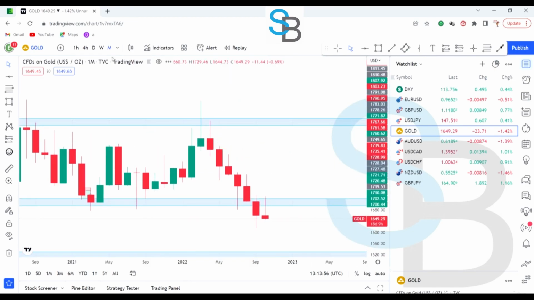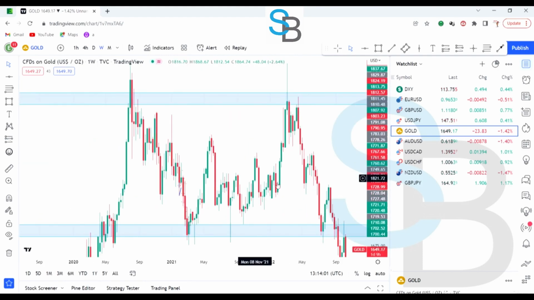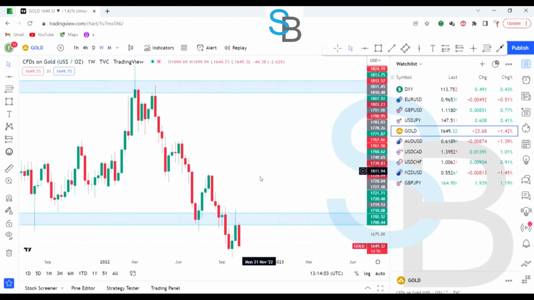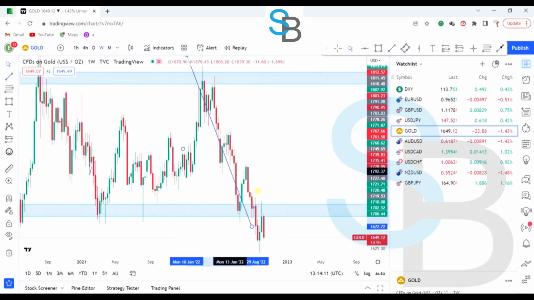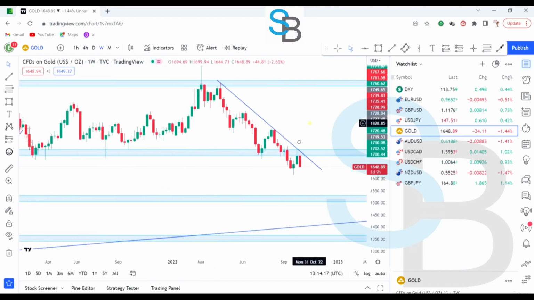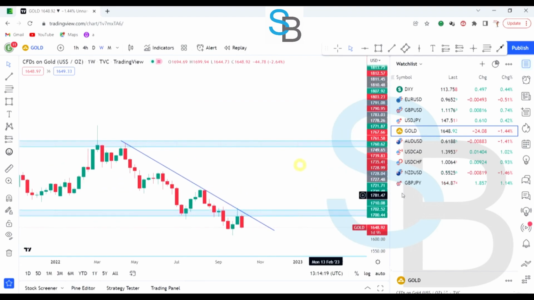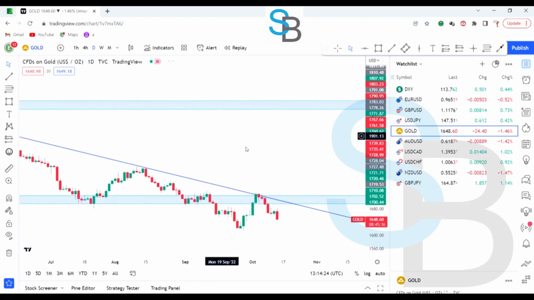So what I can do next is just come to my weekly and then see what's going on even more clearly. And what will I then do? I'll just take my trend line tool and then drag a trend line like this, right? Drag a trend line like this. And what do I do next? I go on my daily to see what's going on.